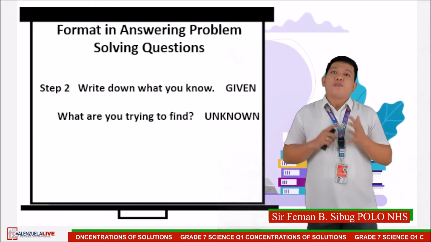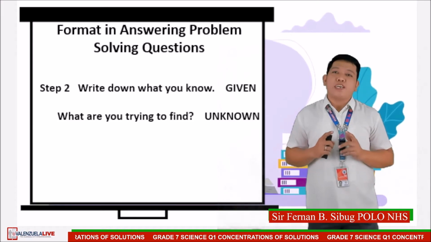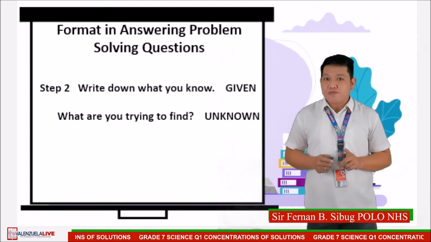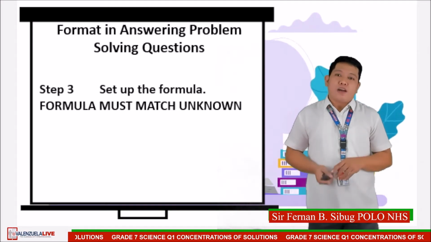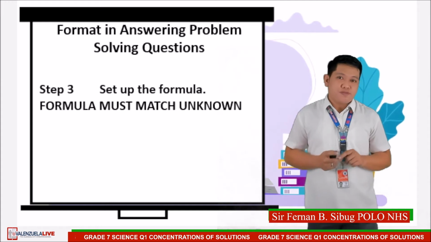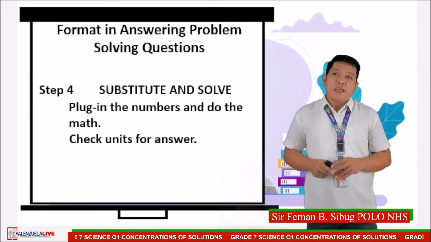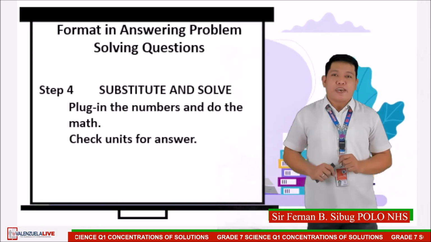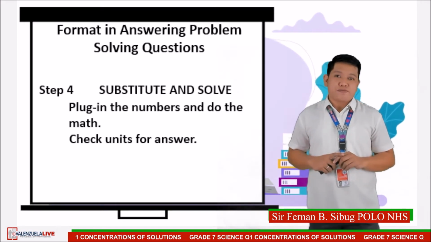Step 2, write down what you know, or the given, and what you are trying to find out, or the unknown. Step 3, set up the formula. Remember that the formula seeks to find the unknown. And step 4, substitute and solve. Plug in the numbers and do the math. And lastly, check the units for the final answer.